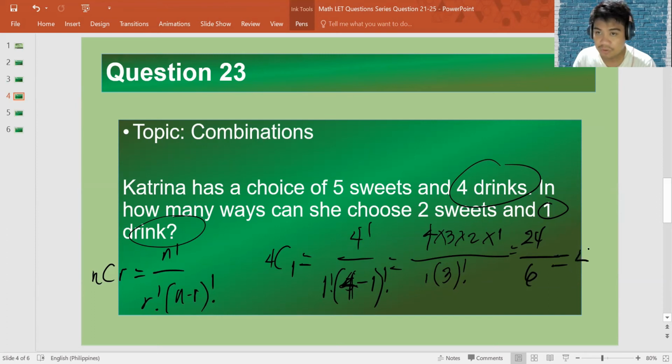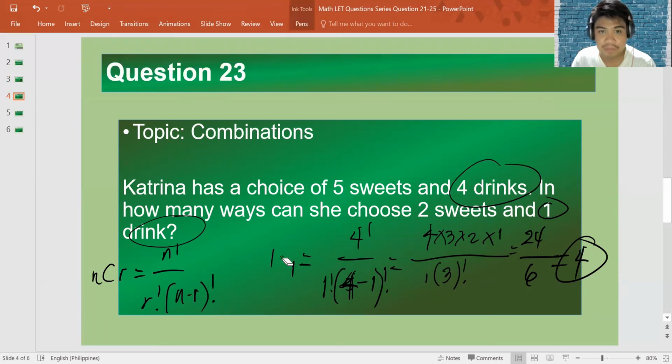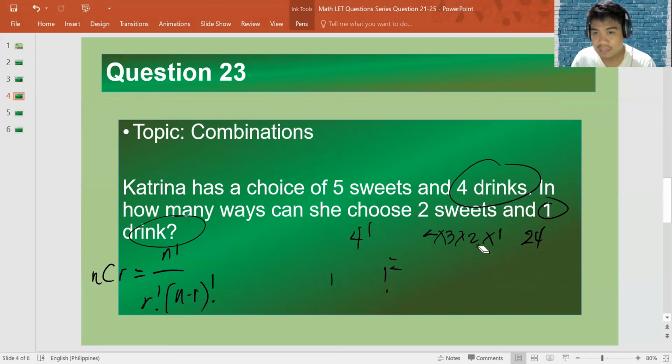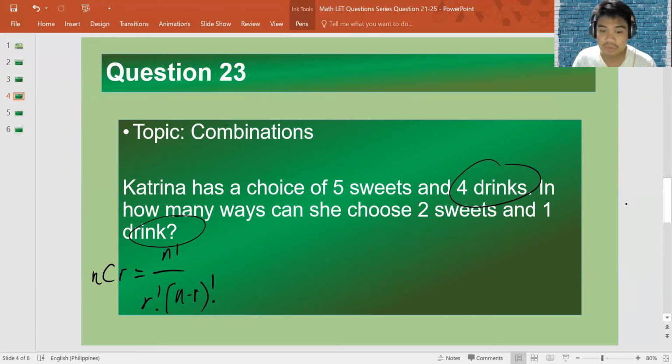So we have 4. So 4 ways lang yung pwedeng makreate ni Katrina sa pagpili ng isang drink out of 4. Siyempre, it's either pipili niya yung una, pangalawa, pangatlo, o pang-apat. So isang-isa lang, tigi-isa sa bawat kind of drink. So she has 4 ways of selecting one drink out of 4.